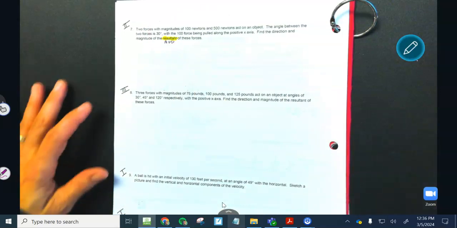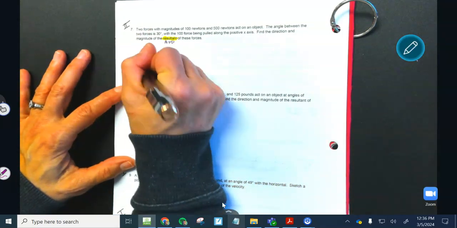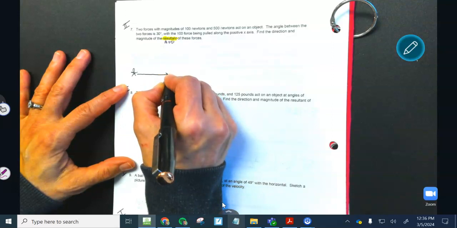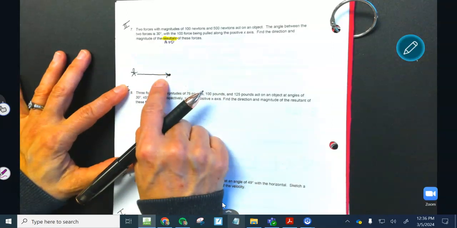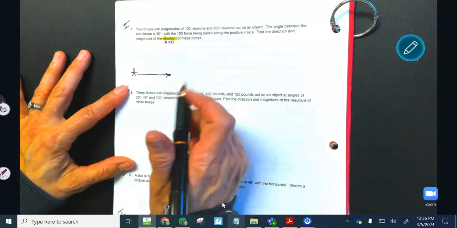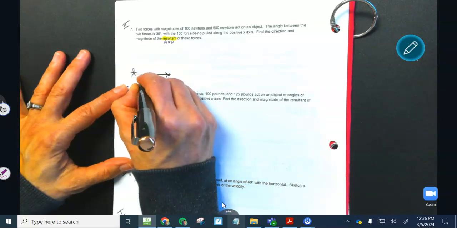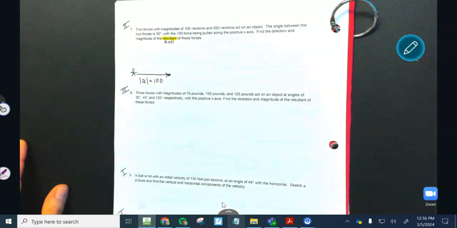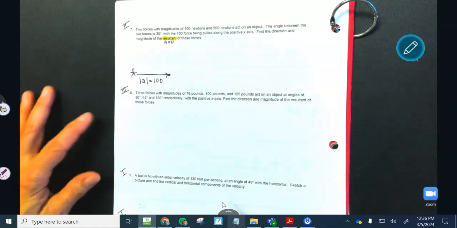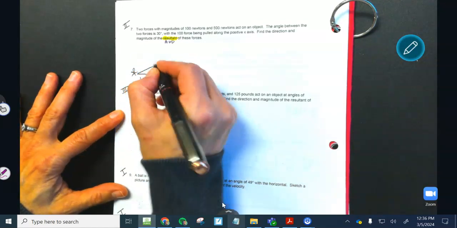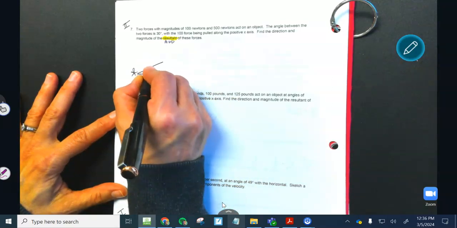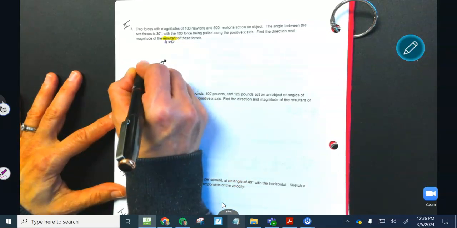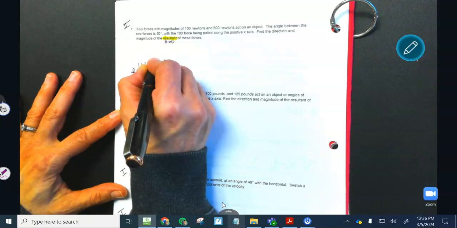All right, so here's what's going on. There's some object right here, and it has 2 forces pulling on it. One of them is going along the positive direction of the x-axis. We're going to call this vector A. And vector A has the magnitude of 100 newtons. But remember, there was another one of 500 newtons, and it was creating a 30-degree angle. So we'll call this vector B, and remember, this one has a magnitude of 500.